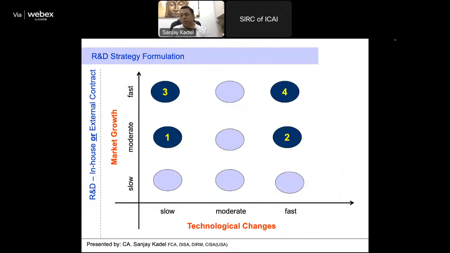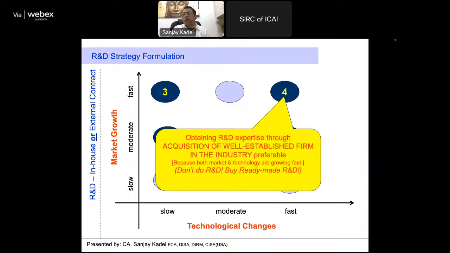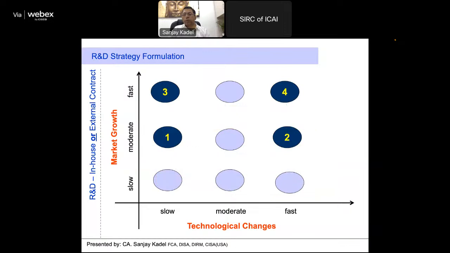Now what will happen in the fourth situation? The market is also growing at a fast pace. Technology is also moving at a fast pace. Here we will not even do in-house R&D, not even do any R&D. We will acquire a well-established firm in the industry. This is almost equal to buying R&D instead of doing R&D. So these are the different strategic options while you are deciding whether to do R&D in-house or whether to do R&D from outside.